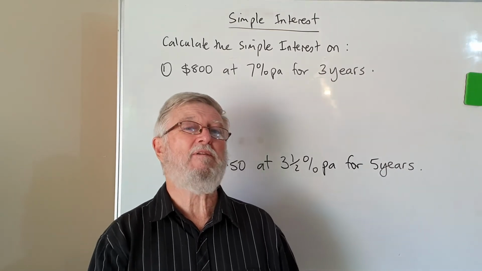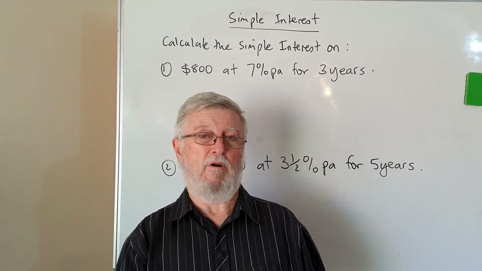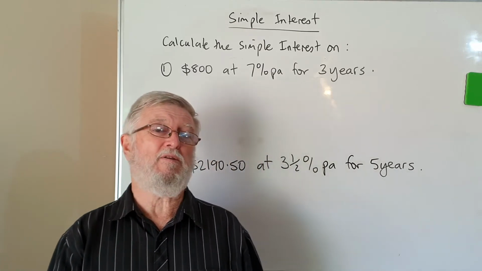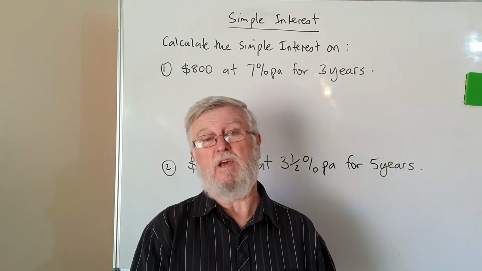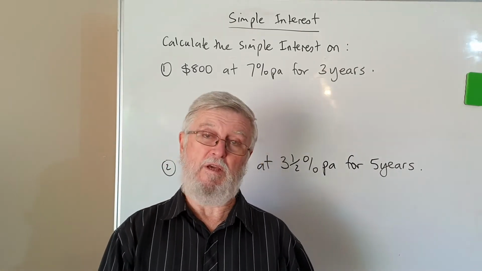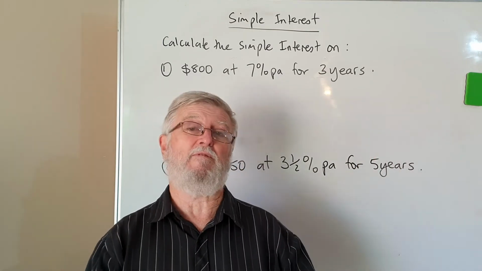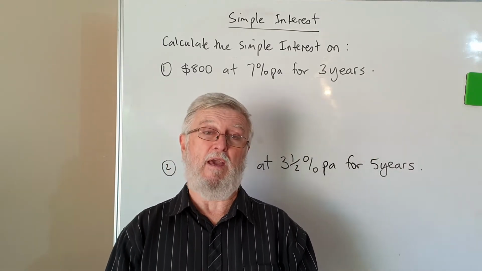Simple interest. People charge extra money when you borrow money off them. If you buy something from a shop, they can say you'll pay it off over a period of 2 years or 3 years or 4 years, 5 years, whatever it is. And they will charge you extra.